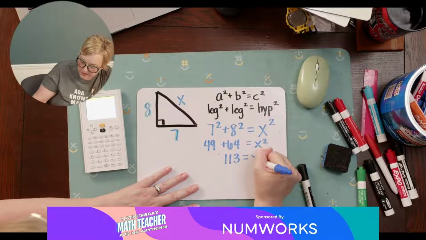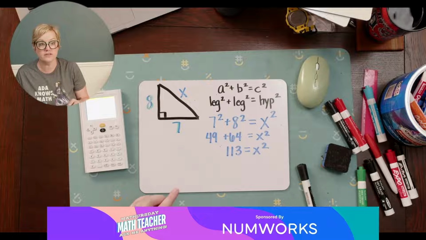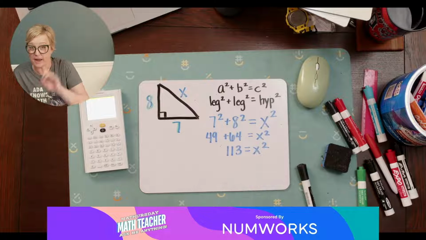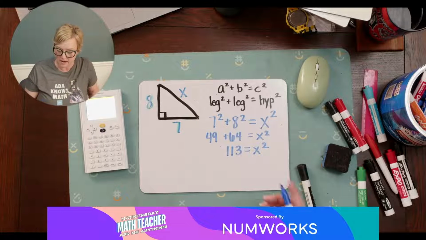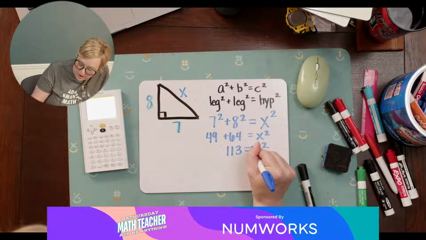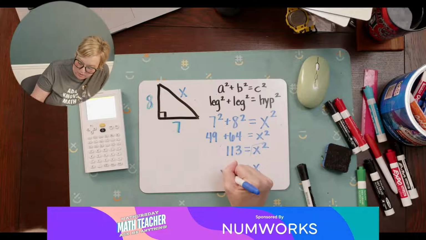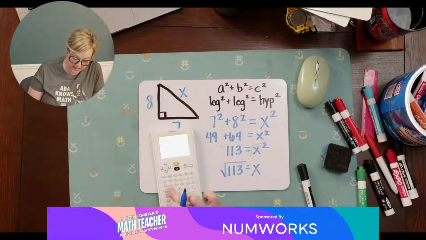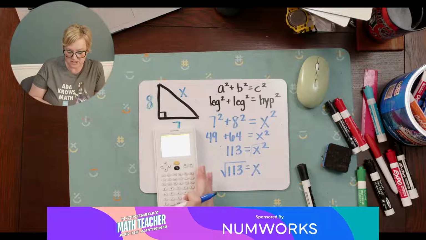So 113 equals X squared. Okay, so now in order to get my X by itself, I need to take the square root of both sides. If I take the square root of X squared, I get X. And if I take the square root of 113, I probably just get the square root of 113. Yep, it's square root of 113.